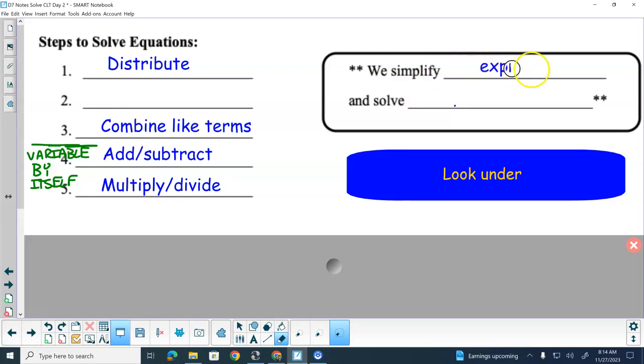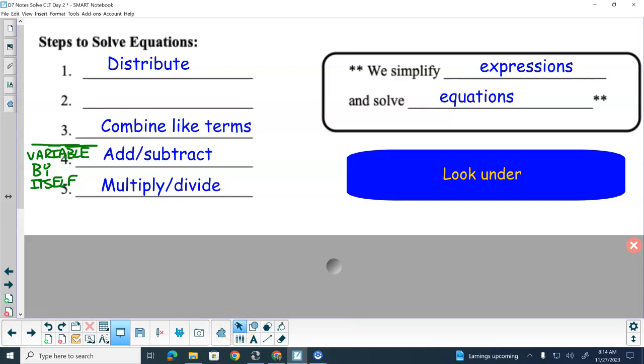So over here in that extra box, we simplify expressions and we solve equations. Okay? So in those 4 that we just did, we can only simplify those because they were expressions. They didn't have an equal sign. Okay? All right? We only simplify. Stay with me. I got more stuff to add. We only simplify expressions and we solve equations.